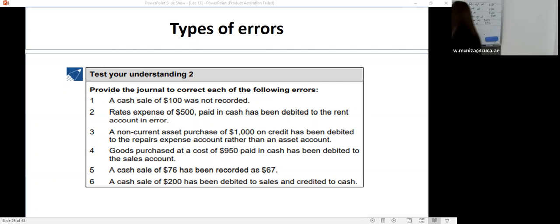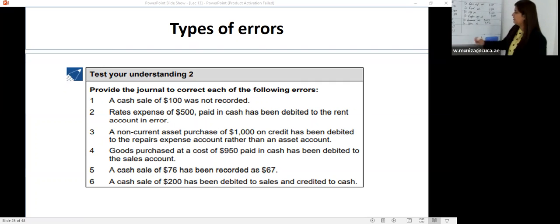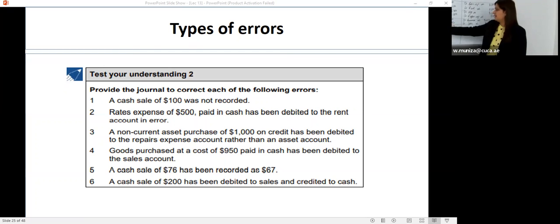In order to compensate, rectify this error, what we have to do? This is an understatement error. Understated amount is 76 minus 67. We should have debited cash with 76, but we have only debited it with 67. We should have credited sales account with 76, but we have credited them only for 67.